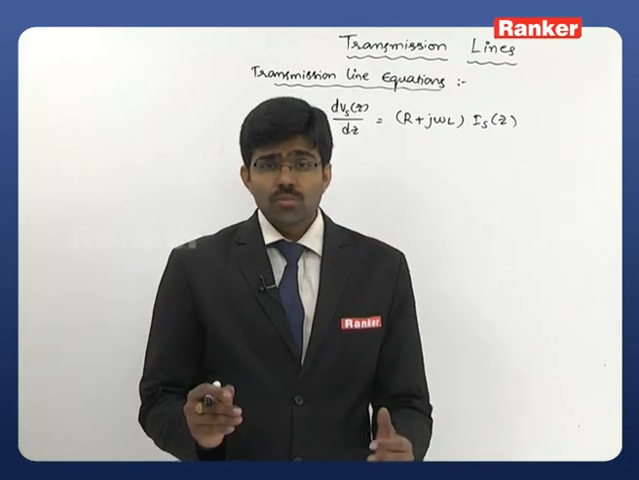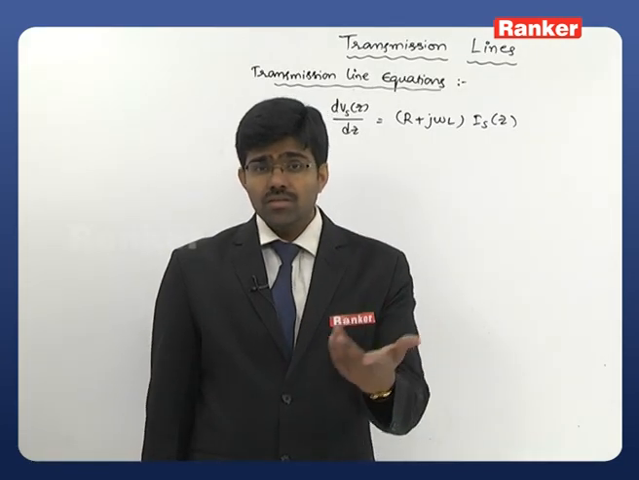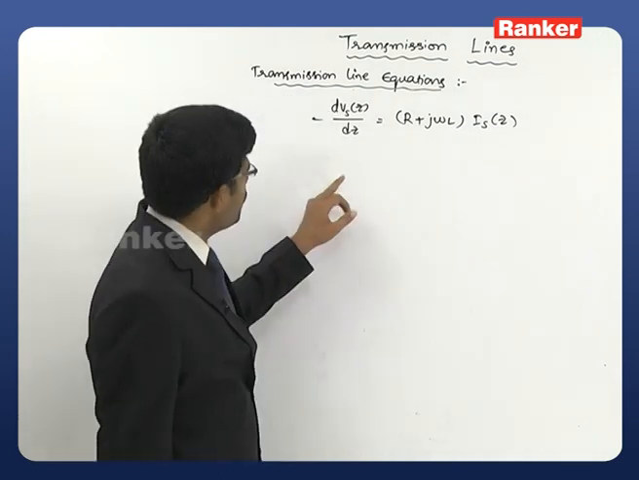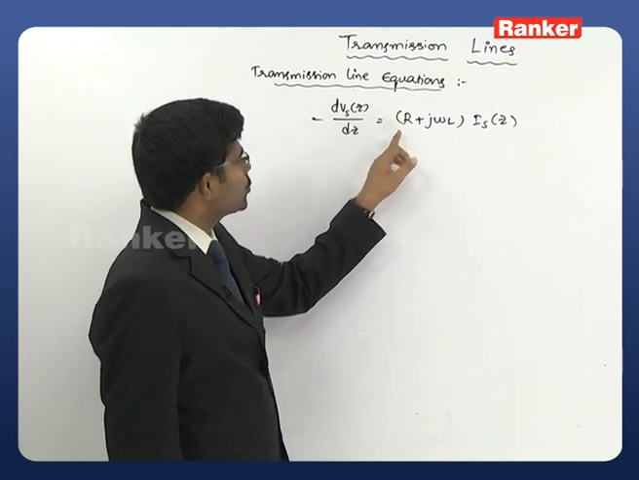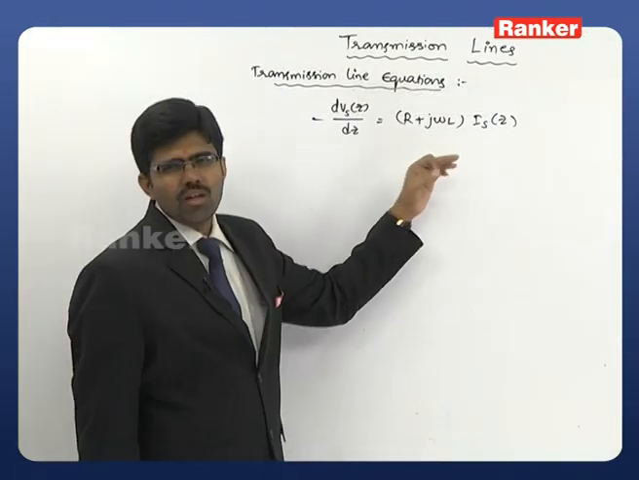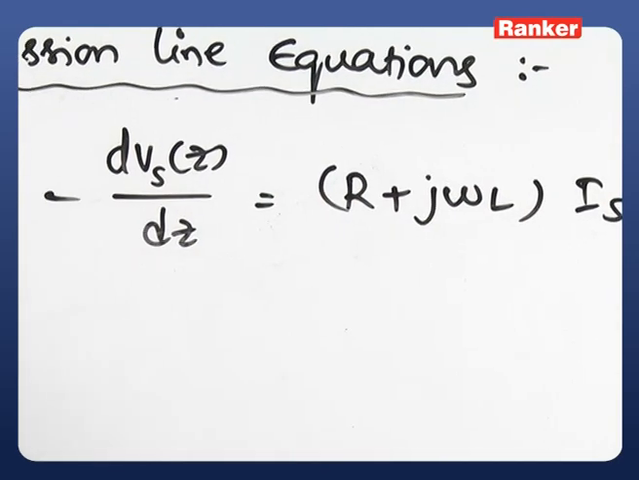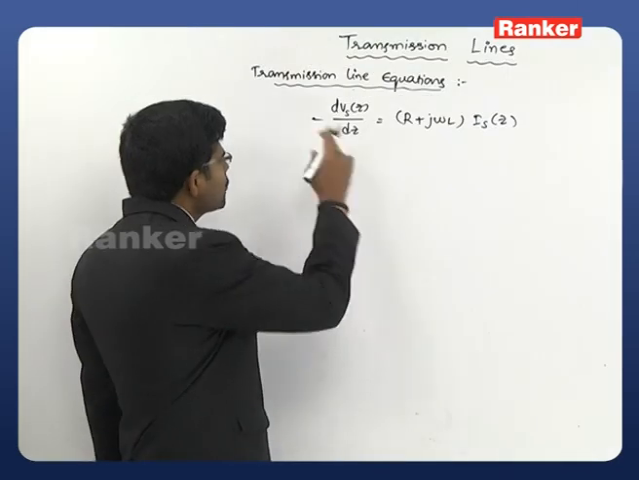Now we will try to obtain the secondary constant also, that is Z0. For that, I am taking this equation: minus dVs of z by dz is equal to (R plus j omega L) into Is of z. Very simple trick. Substitute the solutions of Vs of z and Is of z here, which we already obtained.